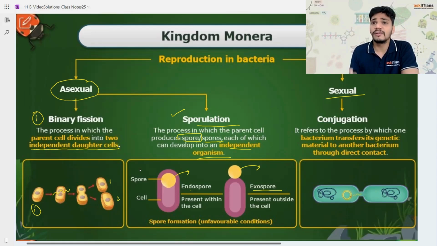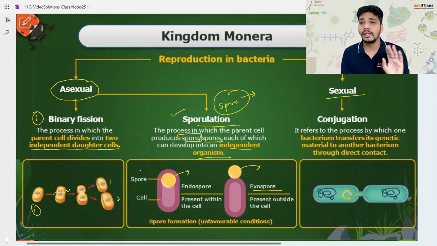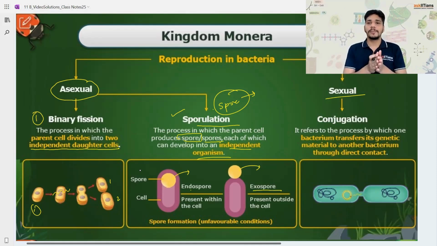They do this thing. But why do they produce the spore? Why do they perform sporulation only? Okay, so I will tell you one thing. There is the concept of a dormant cell. You are aware about it, right? What is a dormant cell? For a particular period of time, they act like dormant. Means after some time they become viable.